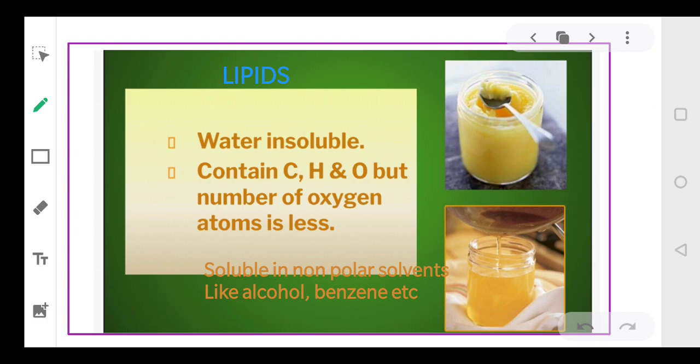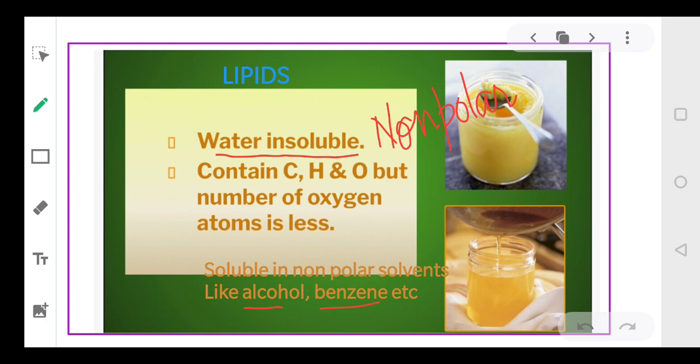Have you heard the word lipids, everyone? Yes. So, lipids are water insoluble, meaning they are not soluble in water. We can call them non-polar. They are soluble in non-polar solvents like alcohol and benzene. So the first property of lipids is that they are water insoluble.